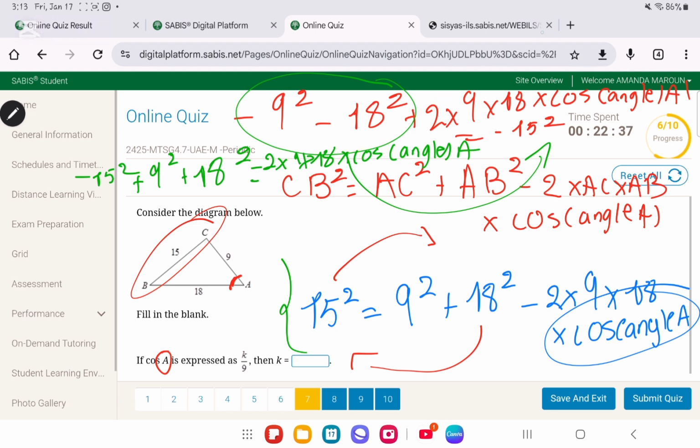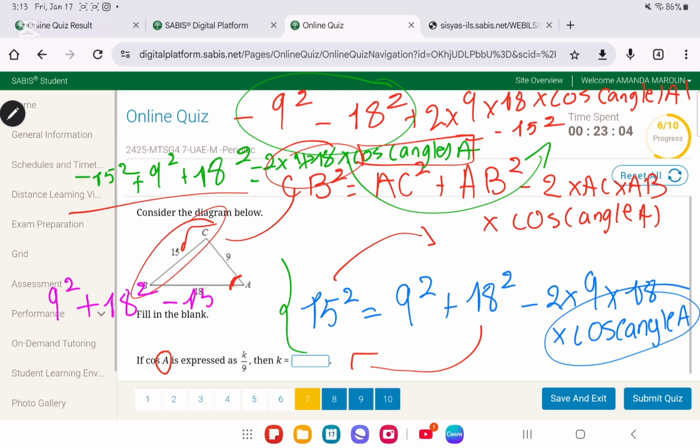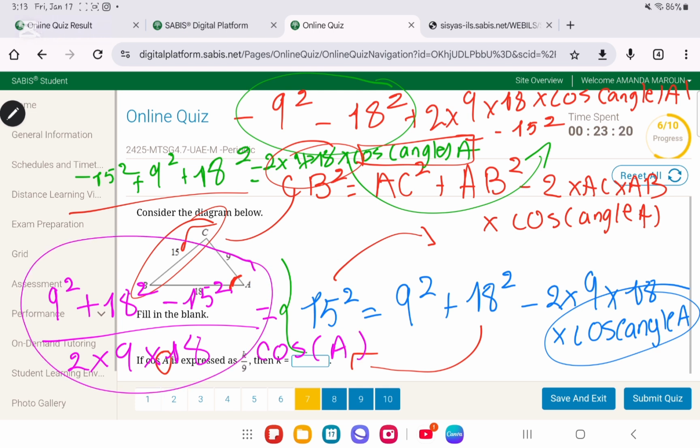Now we want to keep cosine of angle A by itself, so we need to get rid of this. So we deal with it by division. So we are going to bring it to the other side, and then our final answer is going to look something like this. It is going to be 9 squared plus 18 squared minus 15 squared divided by 2 times 9 times 18 is equal to cosine of the angle A. So all of this was just an explanation on how to get this equation over here.